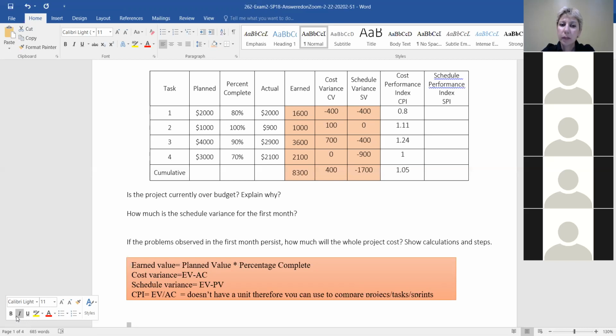How about those two, task 2 and 3, they are over 1. What do the numbers say? So basically for every dollar you spend, you actually get more than $1's worth of work. So for task 2, it's $1.11, and task 3, it's $1.24.